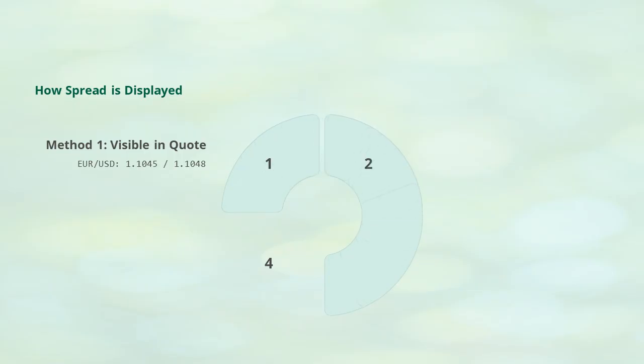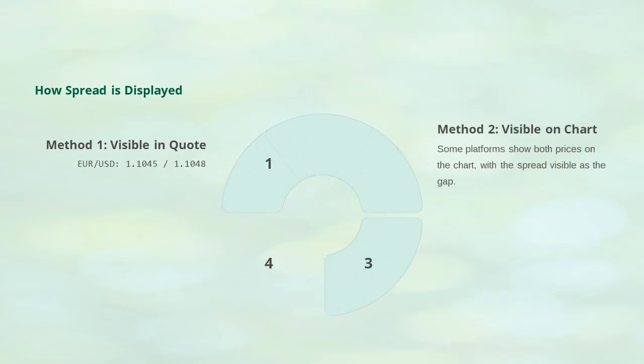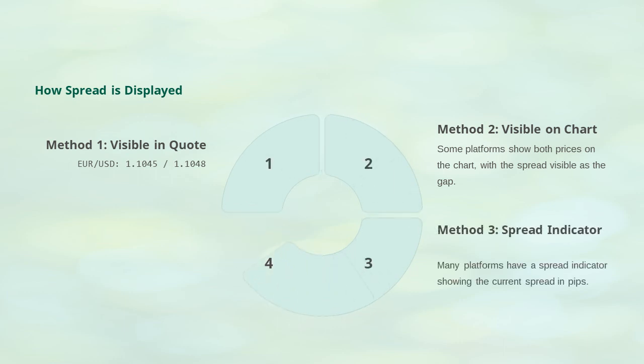Method 2. Visible on the chart. Some platforms display both prices directly on the chart, often with a shaded area between them representing the spread. Method 3. Spread indicator. Many platforms have a dedicated indicator that shows the current spread in pips. This is especially useful for monitoring when spreads widen.